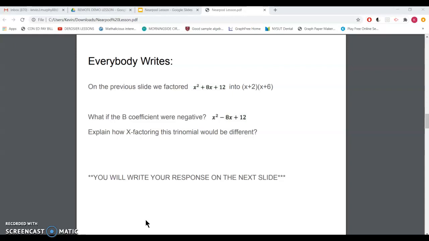So we had previously factored the trinomial x squared plus 8x plus 12, and our answer was x plus 2 times x plus 6. But my question for you here is, what if the b coefficient were negative? So what if we took this plus 8x, and changed it to minus 8x? I want you to explain how factoring this trinomial would be different.